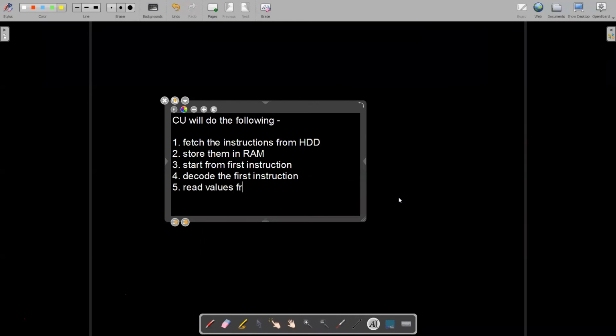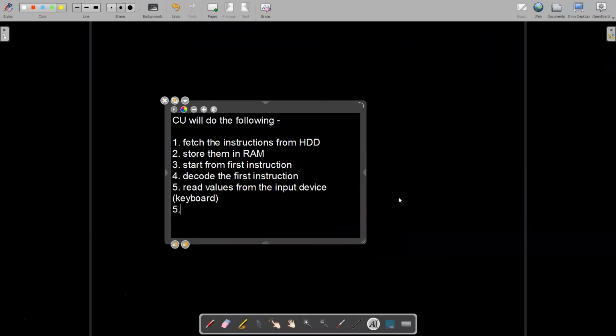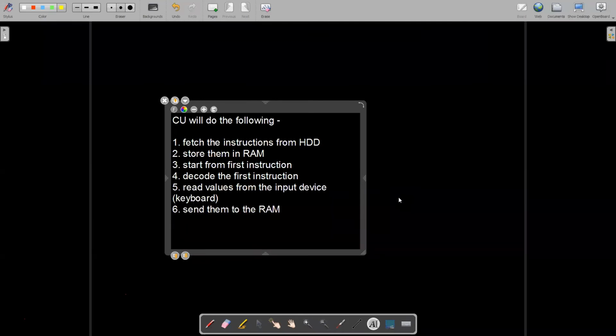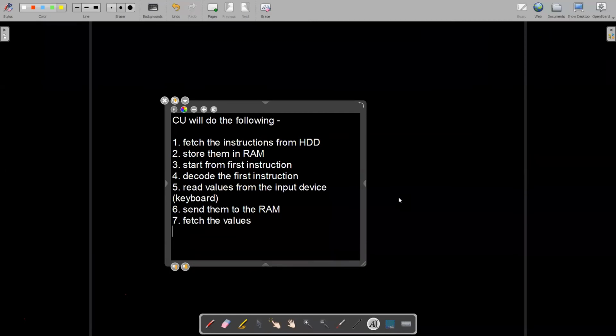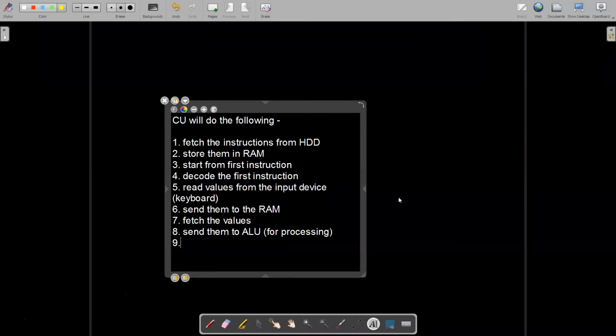Read values from the input device, basically the keyboard, or you can take a screenshot once I complete writing. Read values from the input device, send them to the memory, that is to the RAM, then fetch the values, send them to the ALU for processing, then send the output to the output device.